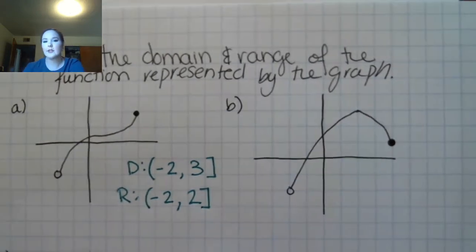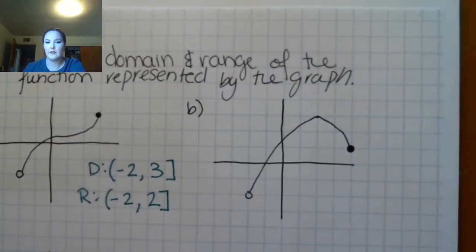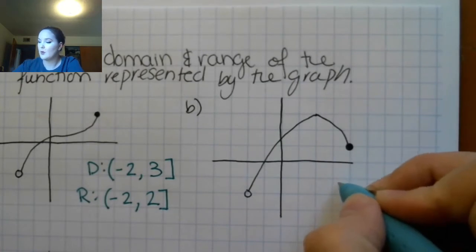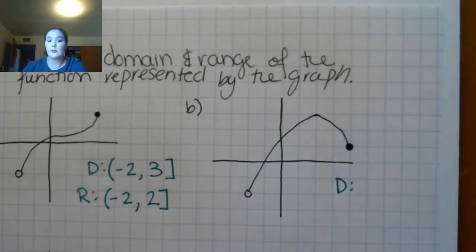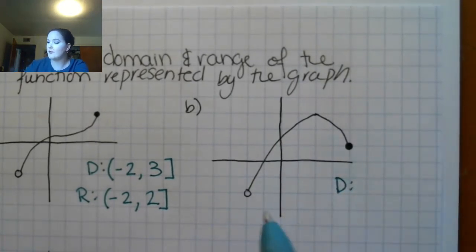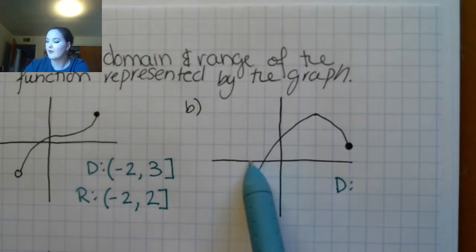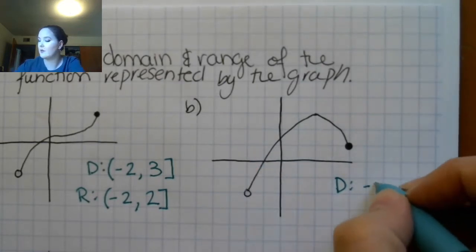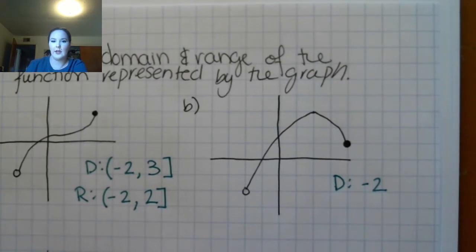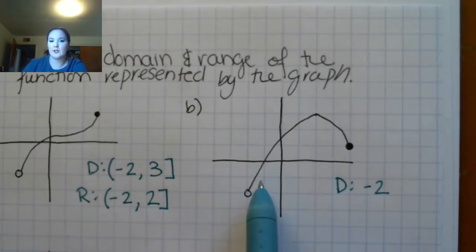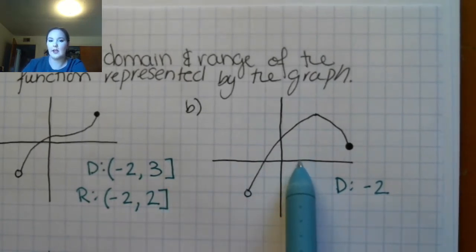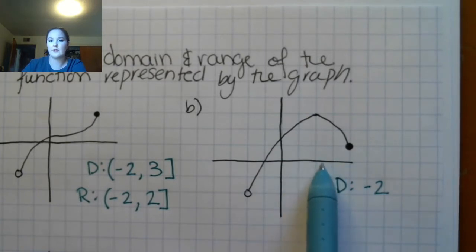All right, so let's look at our next graph. So we're going to start, when we're looking for the domain, on the far left. So here's the far left of my graph, and this is at -2. And then I'm going to move across the graph to the right until I get to the end. 1, 2, 3, 4.